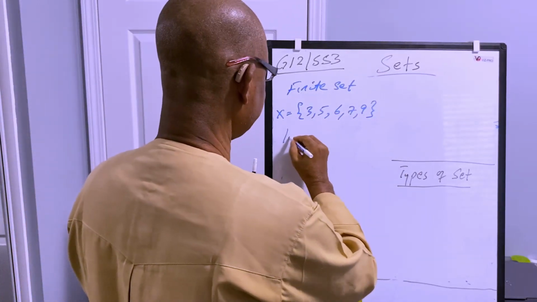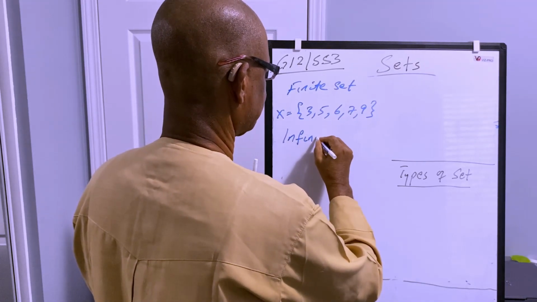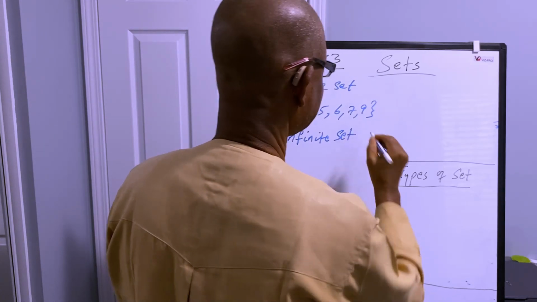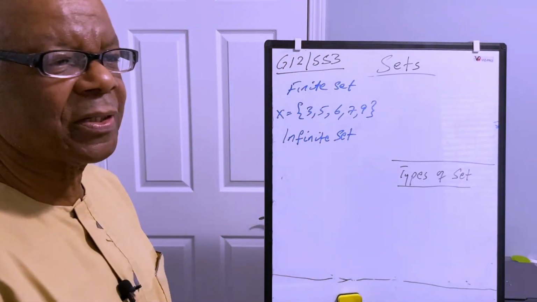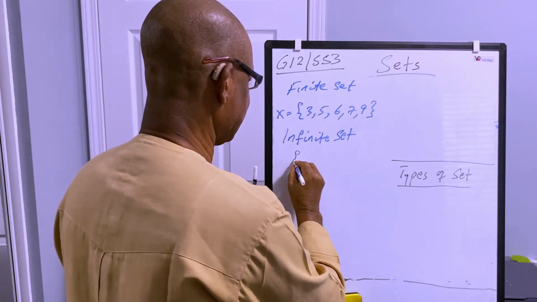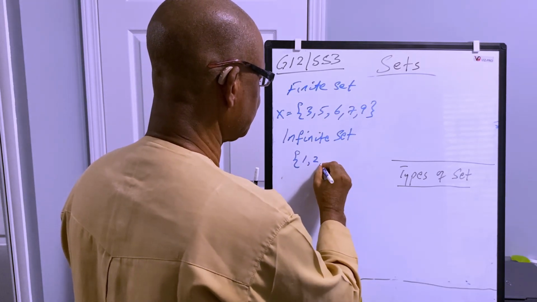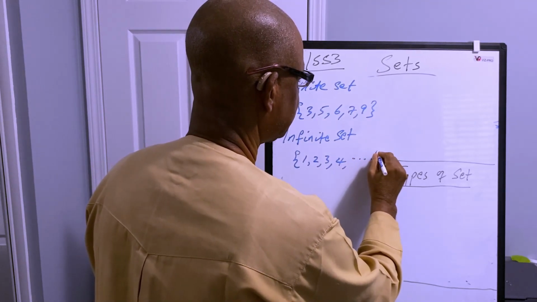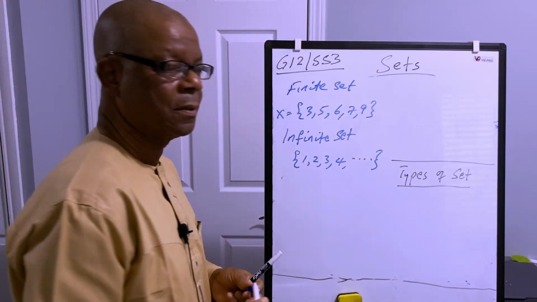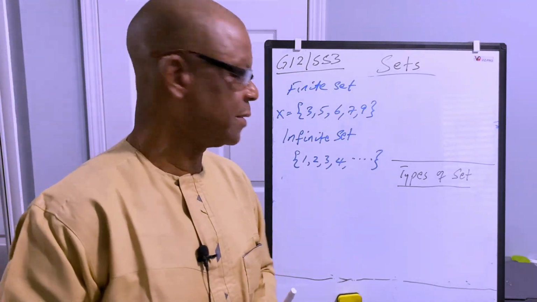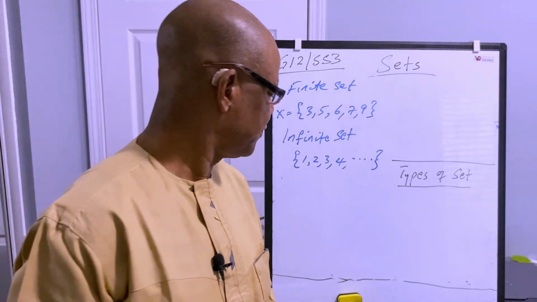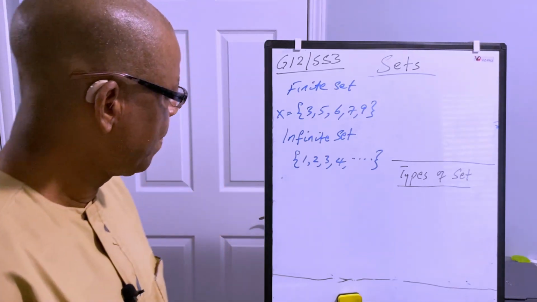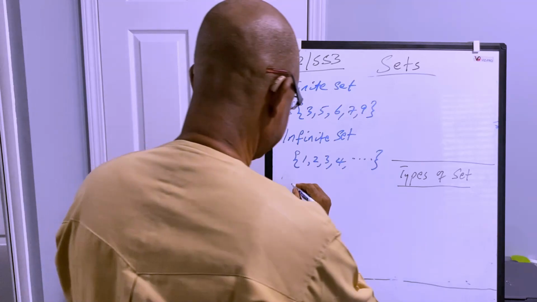However, we also have an infinite set. An infinite set is a set that has no end. Somebody like you can have a set like 1, 2, 3, 4, and this has no end. It continues to infinity. We call it an infinite set. It has no end.